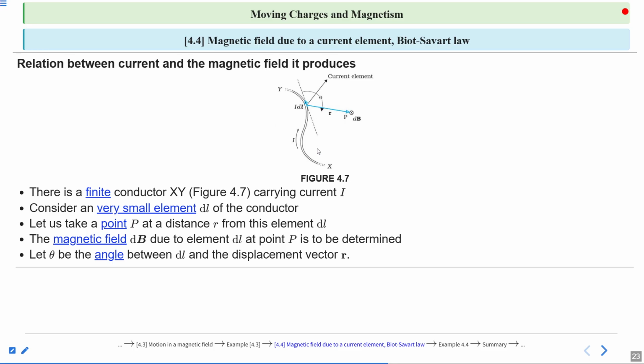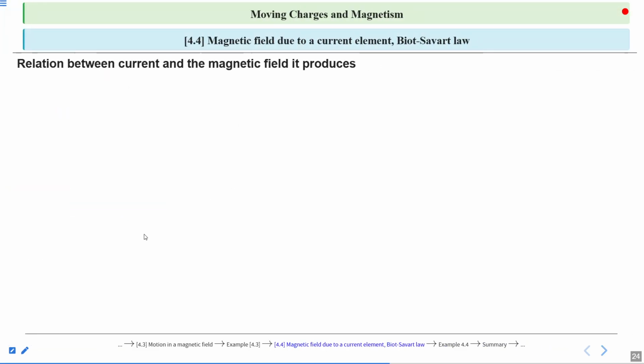This dashed line represents the direction or alignment of dl, and this arrow in the upward direction shows the direction of dl. So between this dl and this r vector, the position vector, or we can say displacement vector, that is the theta angle. So now we have seen the diagram.